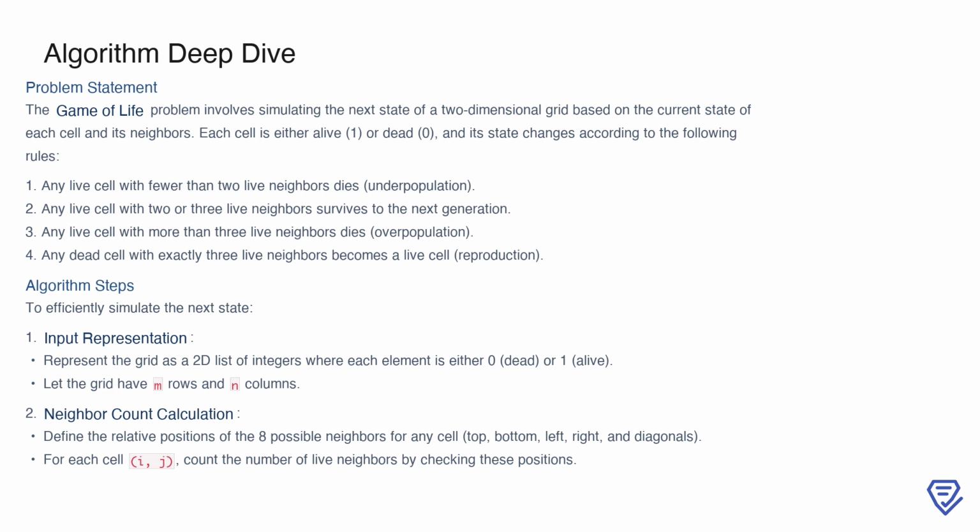To solve this problem efficiently, we start by representing the grid as a 2D list of integers, where each element corresponds to the state of a cell. In this representation, the grid has m rows and n columns. Next, we focus on counting the number of live neighbors for each cell by defining the relative positions of the 8 possible neighbors, including top, bottom, left, right, and diagonals. This neighbor counting step is essential to determine the transitions in each cell's state.